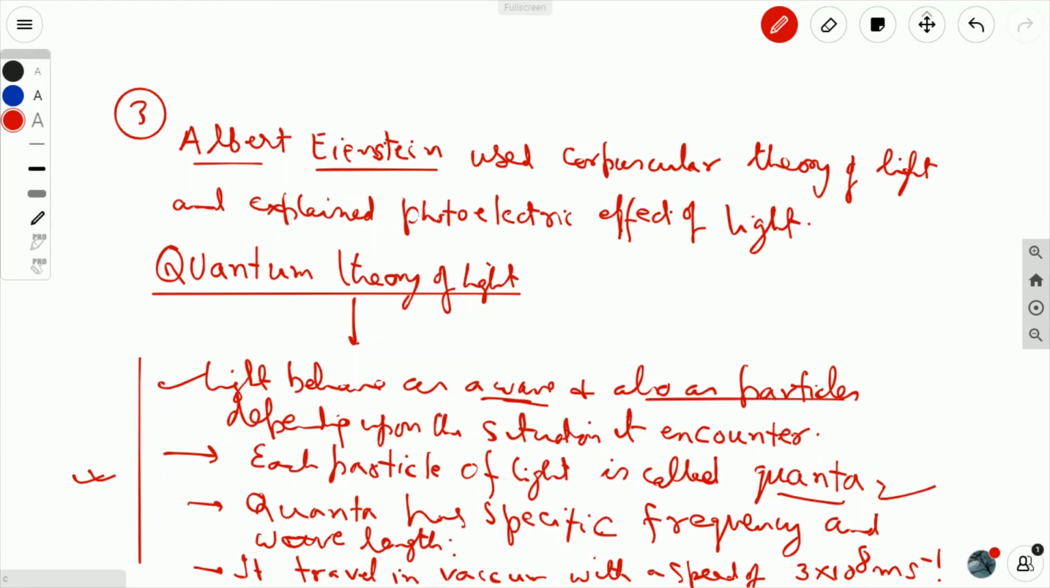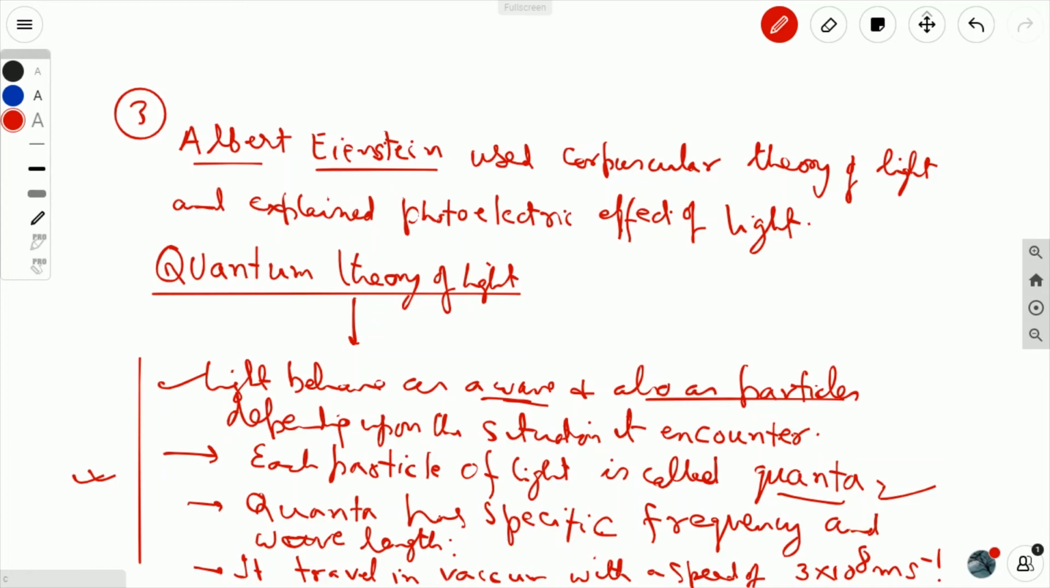Then the second one: each particle of light is called a quanta. Light is made up of quanta, just like we can say that a kilogram is made up of grams. Similarly, light is an electromagnetic wave, and it is made up of quanta. The quanta has a specific frequency and wavelength.